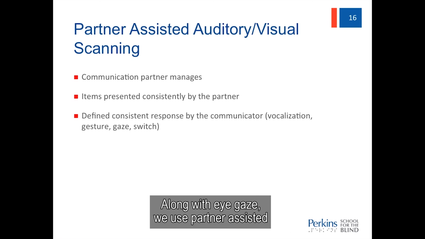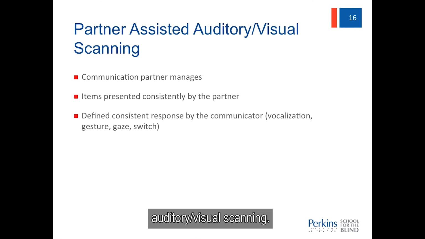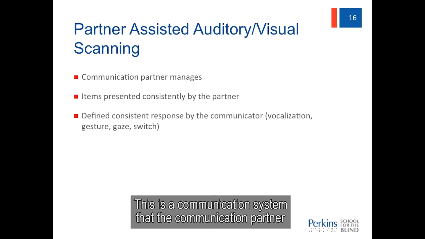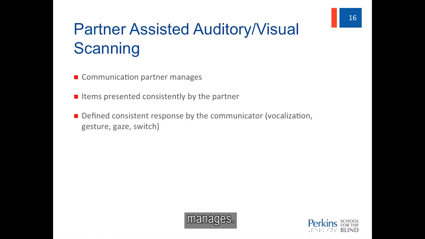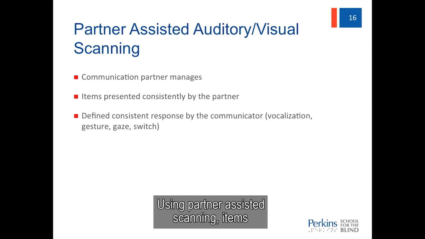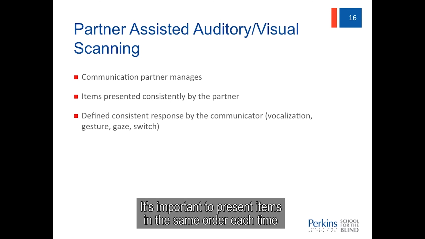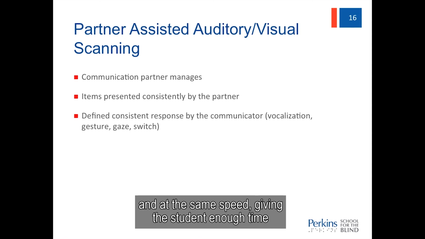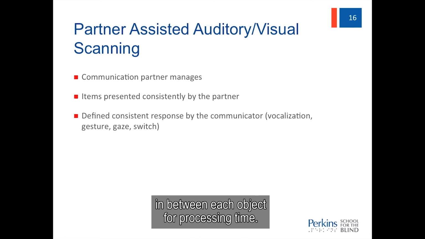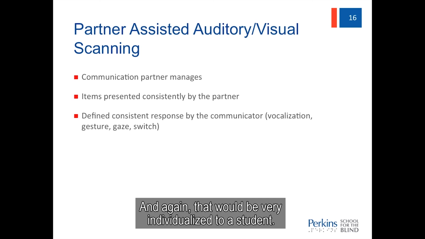Along with eye gaze, we use partner-assisted auditory visual scanning. This is a communication system that the communication partner manages. Using partner-assisted scanning, items are presented consistently by the partner. It's important to present items in the same order each time and at the same speed, giving the student enough time in between each object for processing time. And again, that would be very individualized to a student.